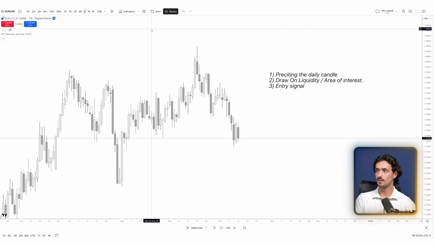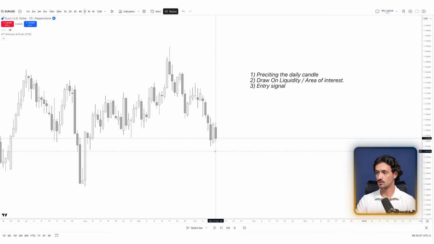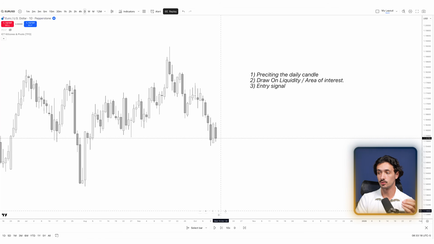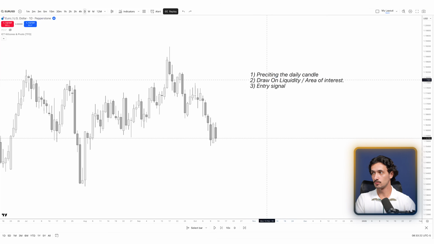So here I am on the daily time frame, and I'm starting from the 13th of October. We're in early December right now. In fact, this trade was executed on the 3rd of December. And I'm going to literally walk you through every single daily candle to show you how you can predict the next day's candle. And then I'm also going to explain draws on liquidity / area of interest.